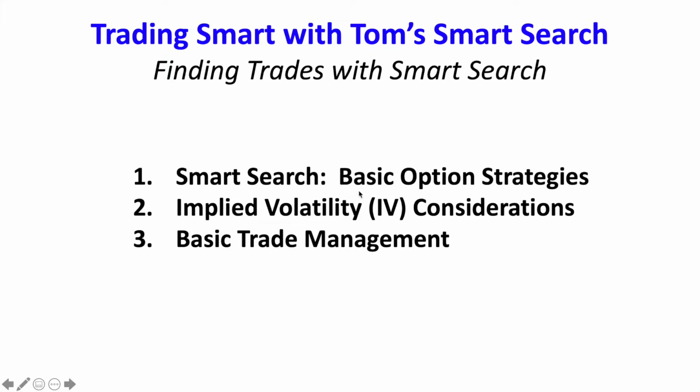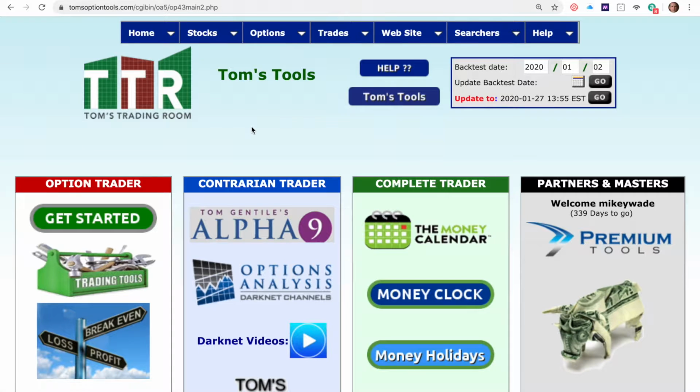We're going to look at three things. I want to dive into the basic option strategies that are available in the Smart Searcher. I want to talk about implied volatility and what that does to your option strategy selection. And then lastly, I want to talk about some very basic trade management. So let's hop right into Tom's tools.